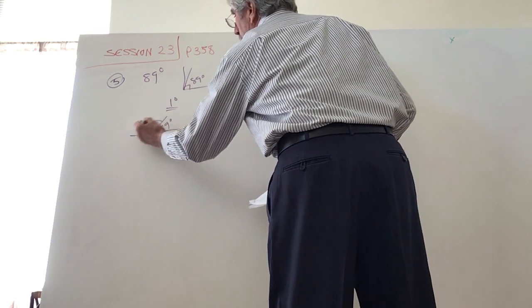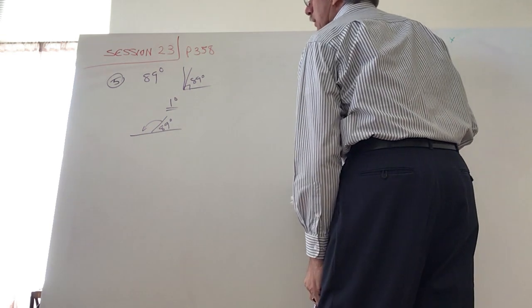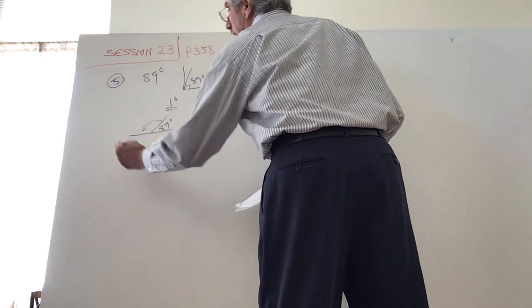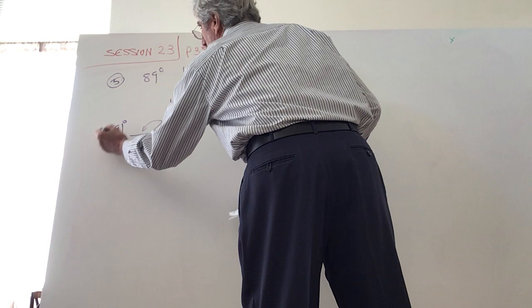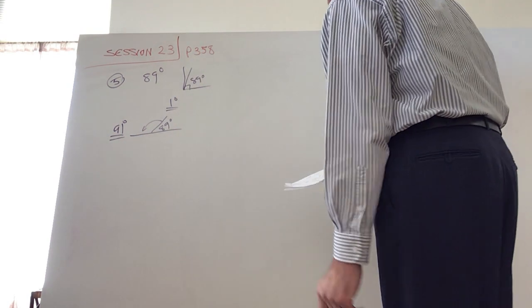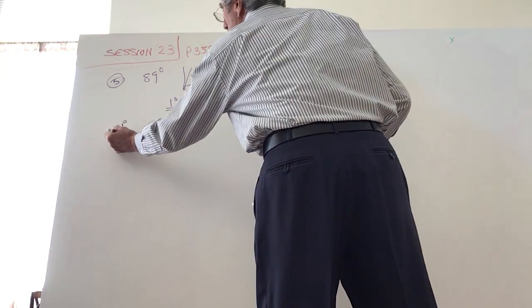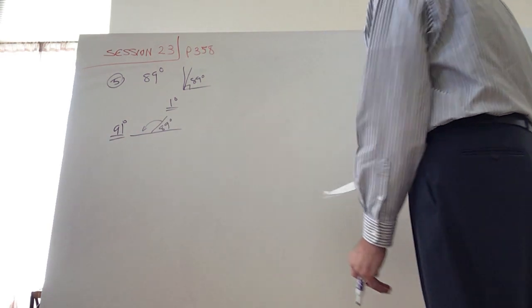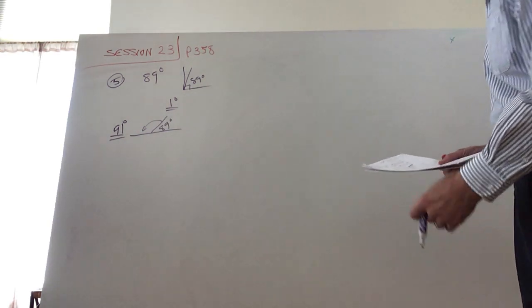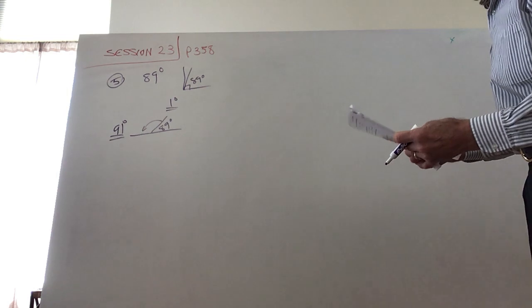And then how much more for this to make 180 degrees? And to make 180 degrees, of course, sounds like 91 in there, okay? So these are our two answers for number 5 very quickly, very easily. How much more to make 90 degrees? Obviously 1 degree. And how much to make 180 would be 91. Two answers for number 5.